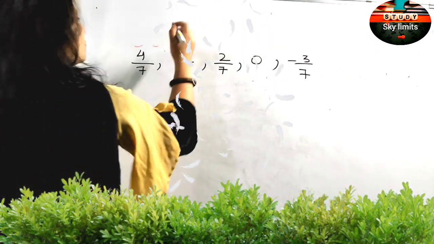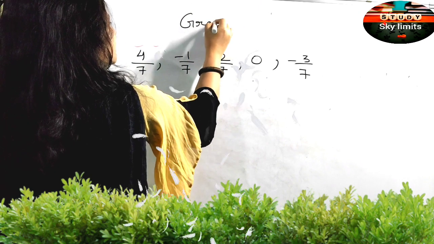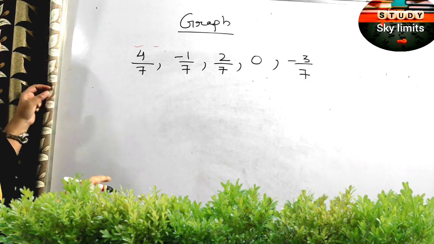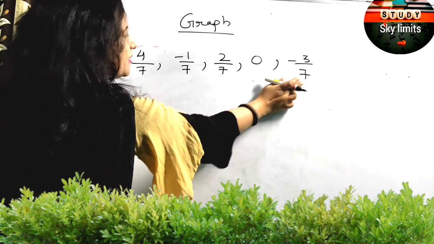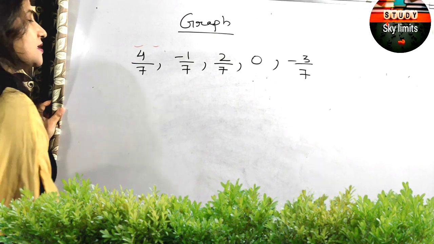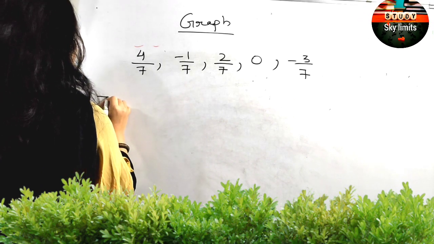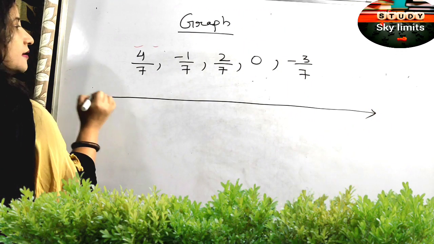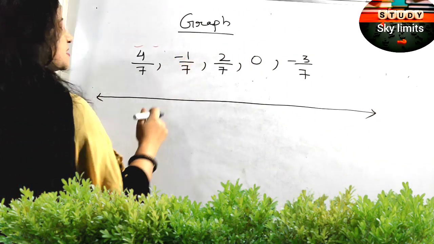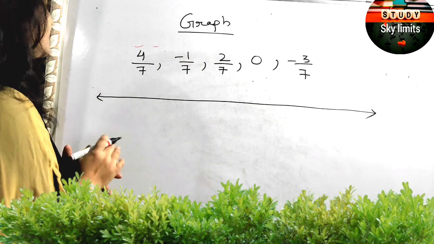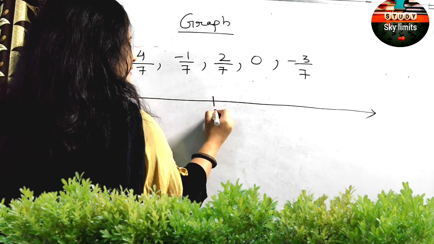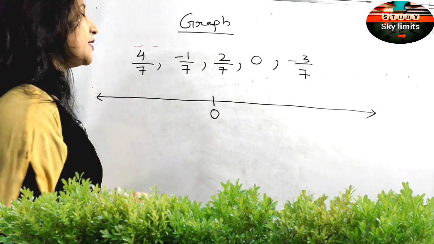Okay? You are asked to graph on a number line. The first thing you see is that all have the denominator 7, right? So first let us draw the number line. We have positive numerators and negative numerators also. Okay? So here we will take a 0. 0 is the center of the number line.